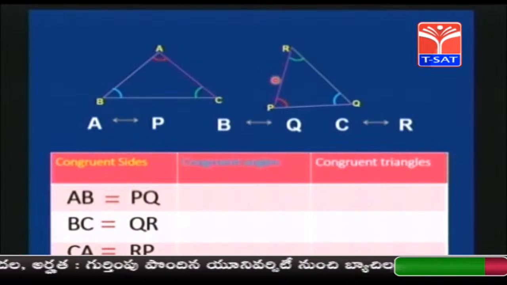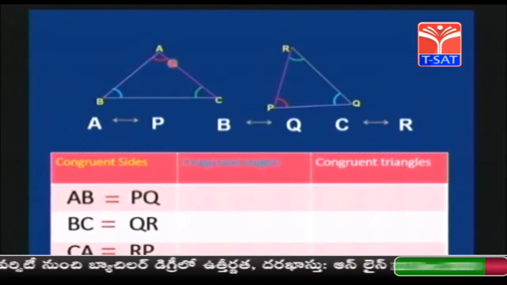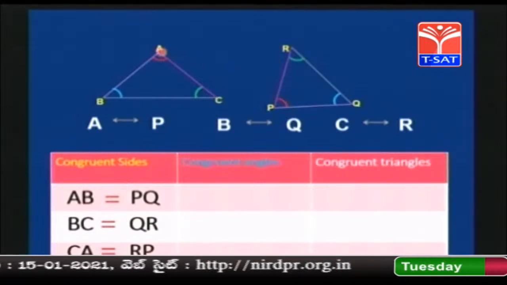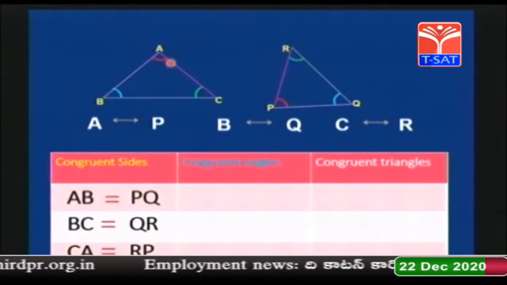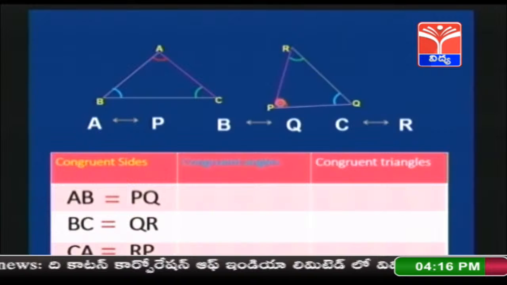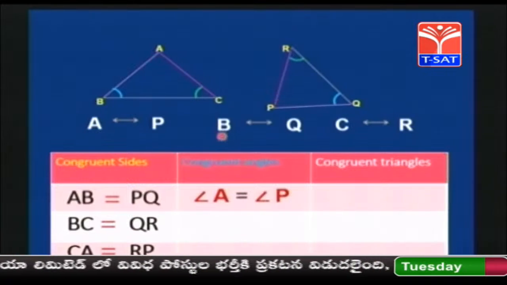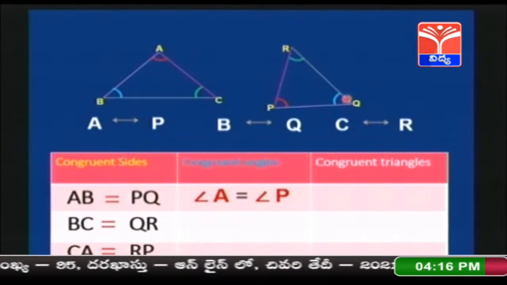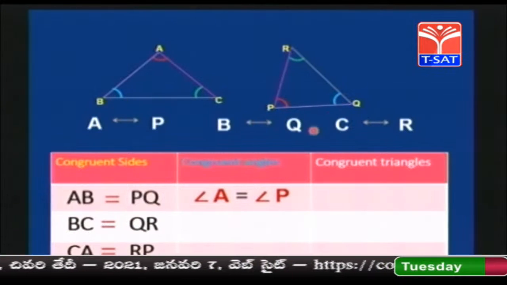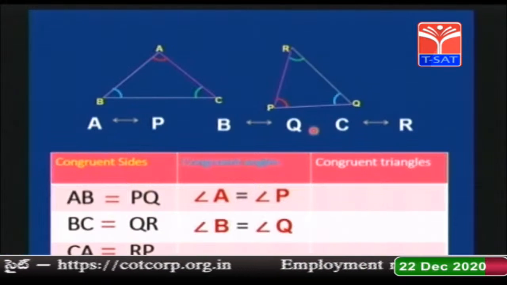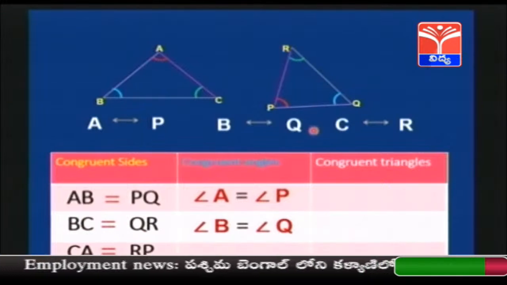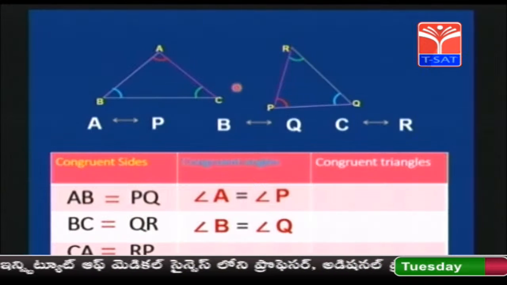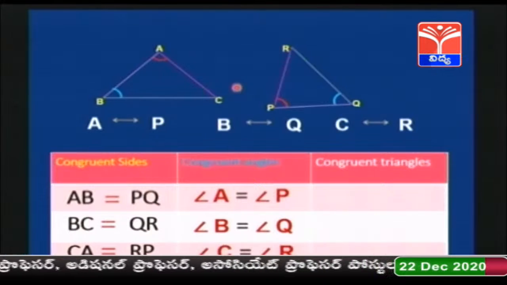Now what about the angles? Yes, the angles are also congruent, because just now we observed the third point: the angle A is covered by angle P, which means their angle measure is equal. If two angles' measures are equal, then they are congruent, and we denote it like this, angle A equal to angle P. Similarly, the angle B is covered by angle Q, which means their angle measure is also equal, hence they are congruent, and we denote it like this, angle B equal to angle Q. And similarly, the last angle C is covered by angle R, so their angle measure is the same, hence they are congruent, and we denote it like this, angle C equal to angle R.